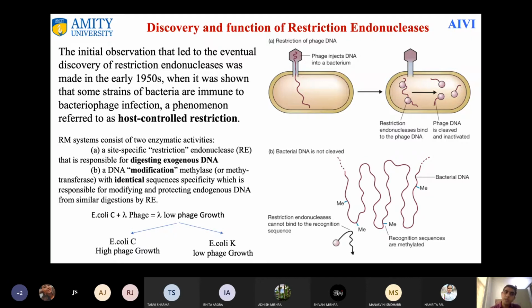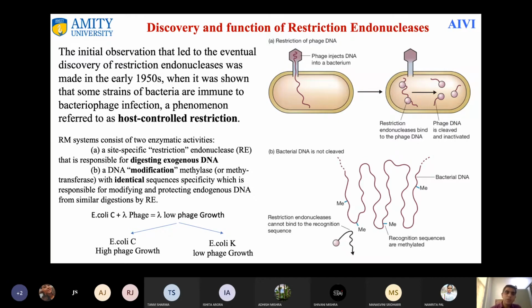bacteriophages, that phenomenon is named host controlled restriction. What it means is the host is controlling the restricted entry of the bacteriophages. So this is the one, and from this came the system that we call the RM system. What do R and M mean?